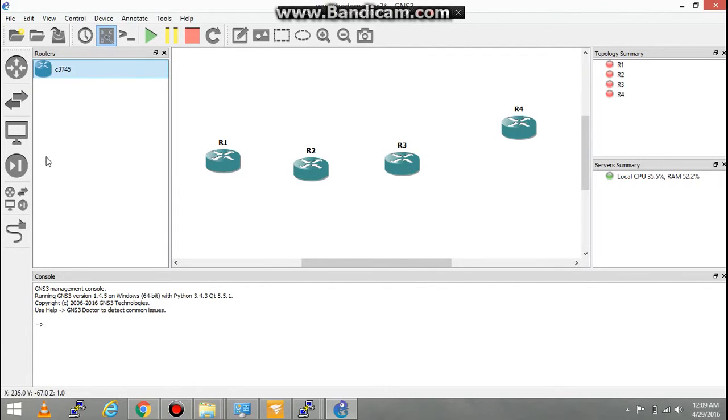So I'm using R1, R2, R3 and R4 and I'm going to connect them end to end as shown. Fast Ethernet 0/0 of R1 and R2, Fast Ethernet 0/1 of R2 and R3, again Fast Ethernet 0/0 of R3 and R4. So if R1 wants to ping R4, the packet has to go through R2 and R3.